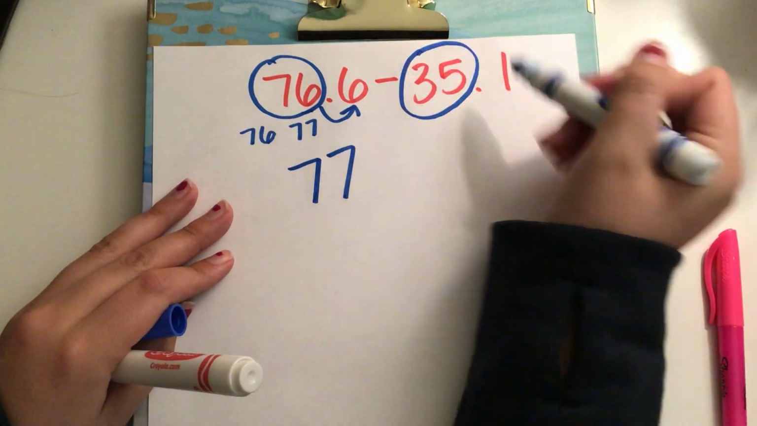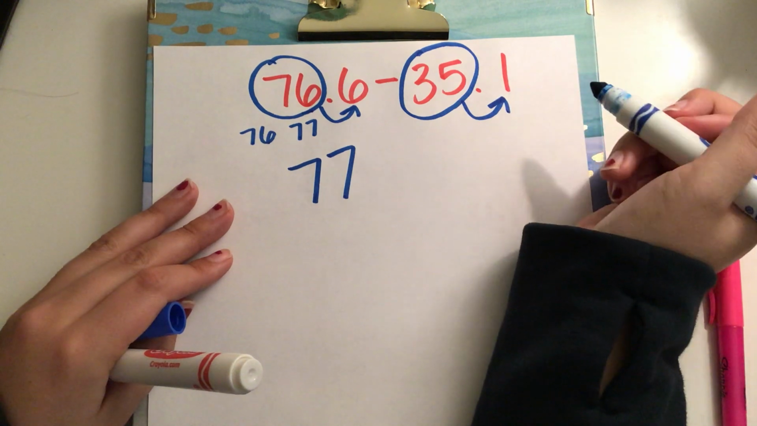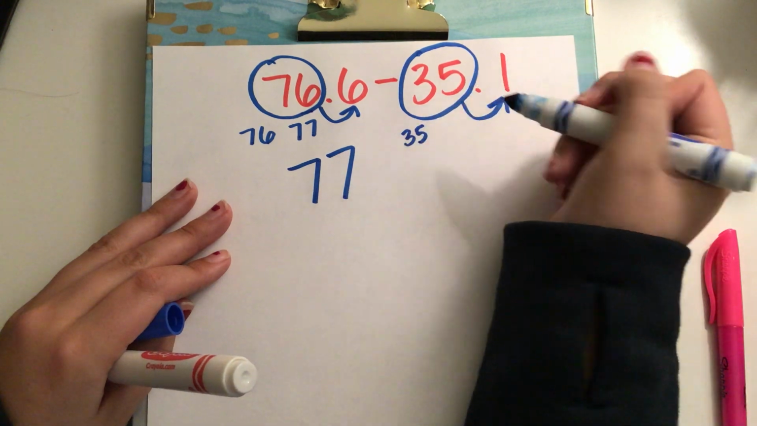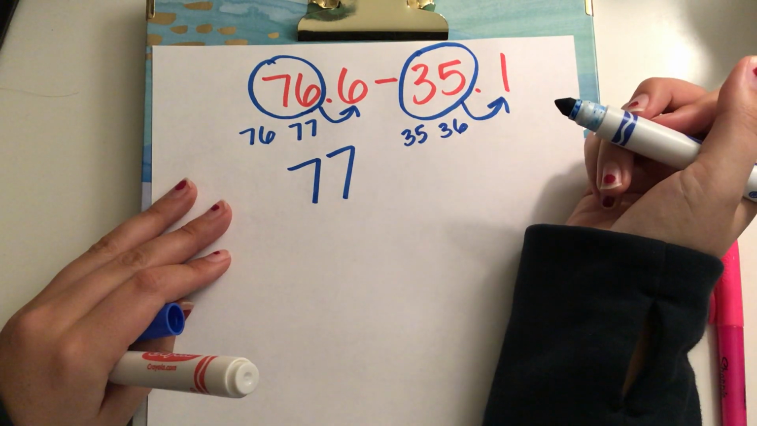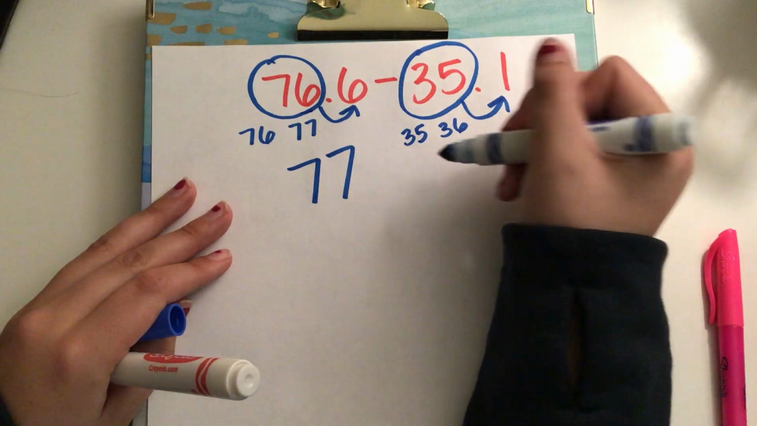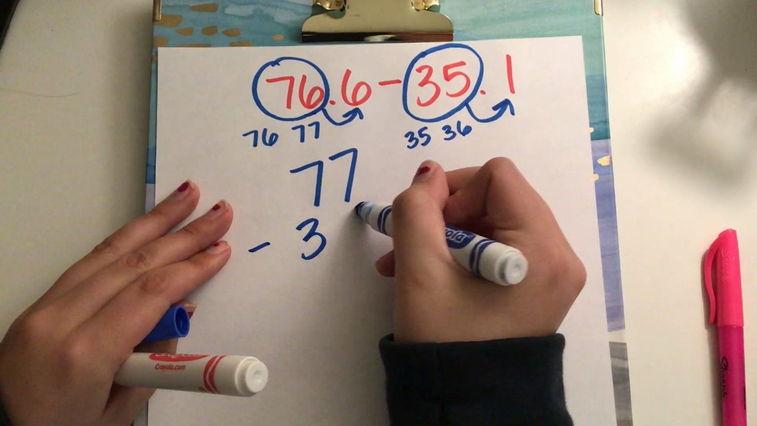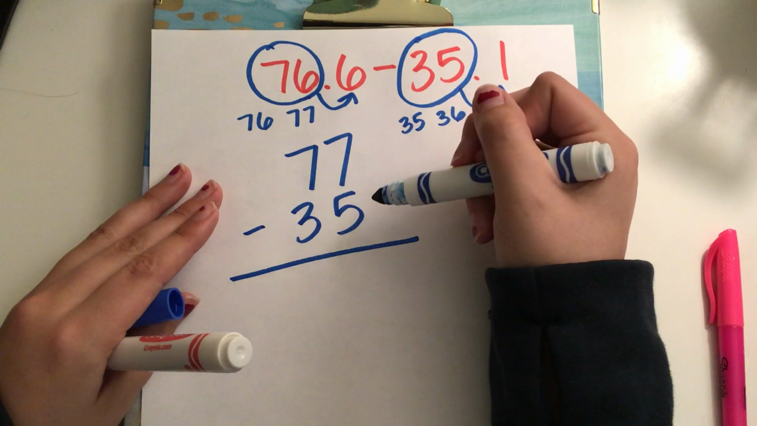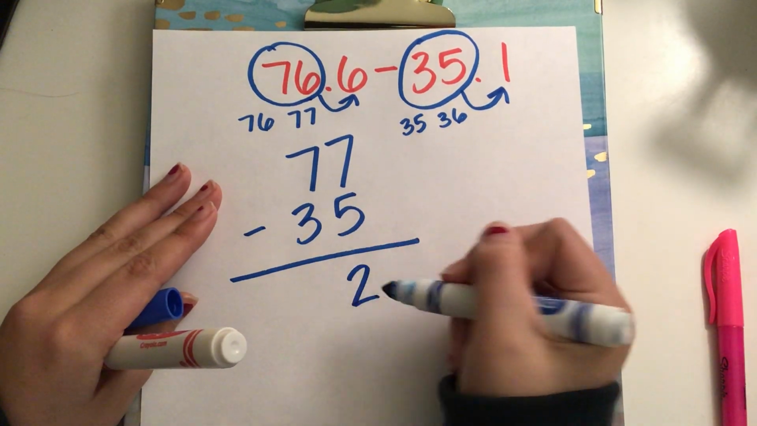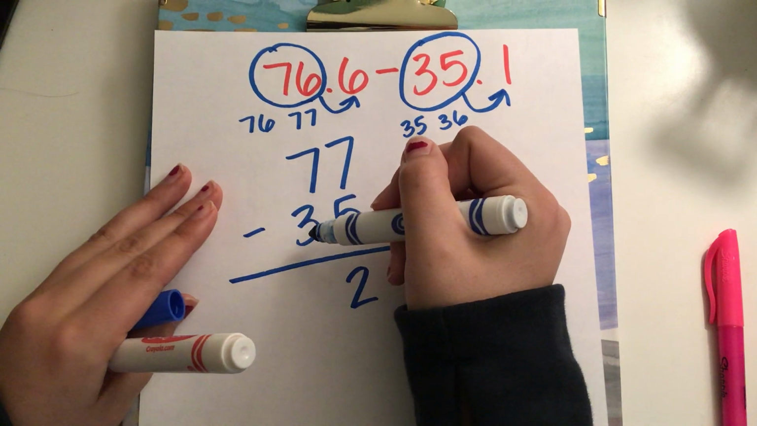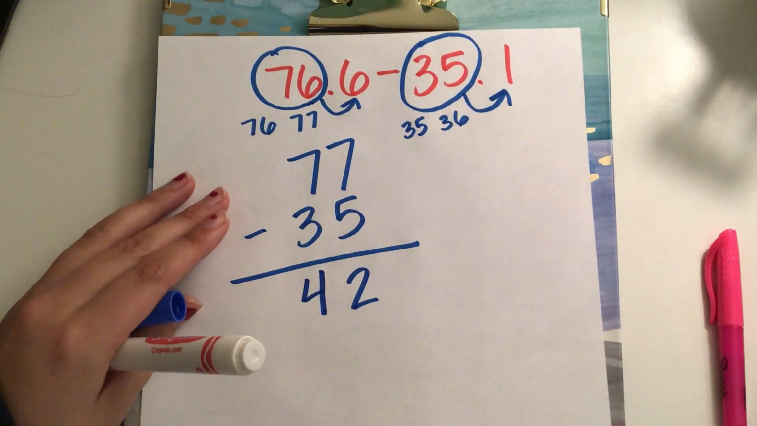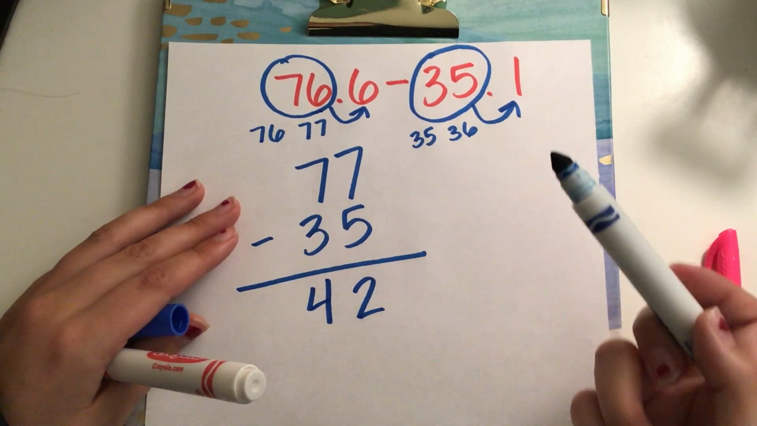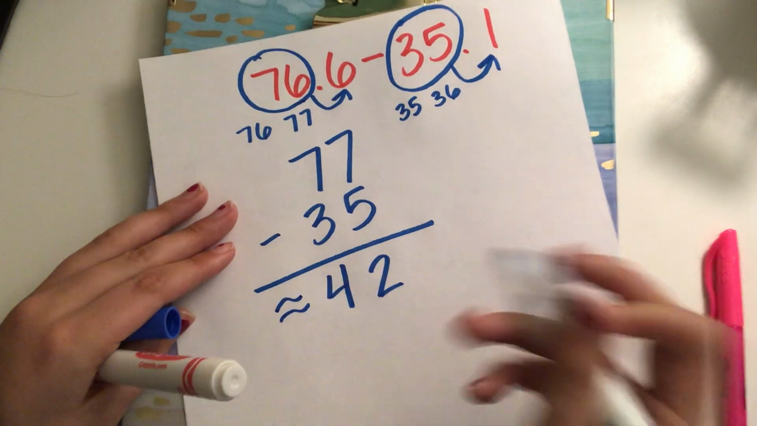All right, and then we've got 35 and 1/10. Okay, I need to look at this number. I need to go next door. My next door neighbor is going to tell me what to do. If it's 0 through 4, I stay at 35. If it's 5 through 9, I go up to 36. Because it's 0 through 4, I stay at 35. So I'm going to subtract 35. Okay, so I do 7 minus 5 is 2, and 7 minus 3 is 4. So what I'm saying here is that 76 and 6/10 minus 35 and 1/10 is about 42.